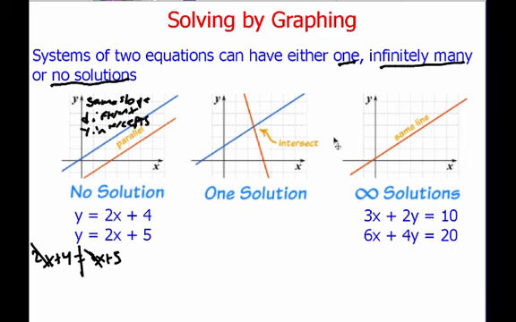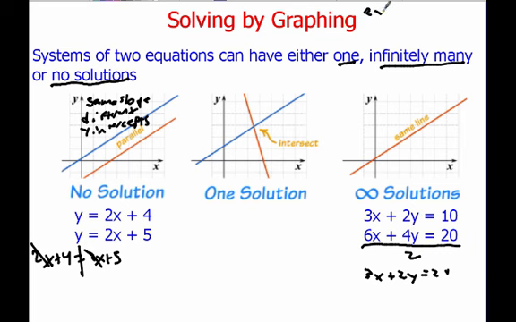All right, now they don't look initially like they're the same equation. However, if you notice, 3 times 2 equals 6, 2 times 2 equals 4, and 10 times 2 equals 20. If I divide this entire equation by 2, I get 3x plus 2y equals 10, meaning these are the same equation. The other way we could do it is we could put these into slope-intercept form.